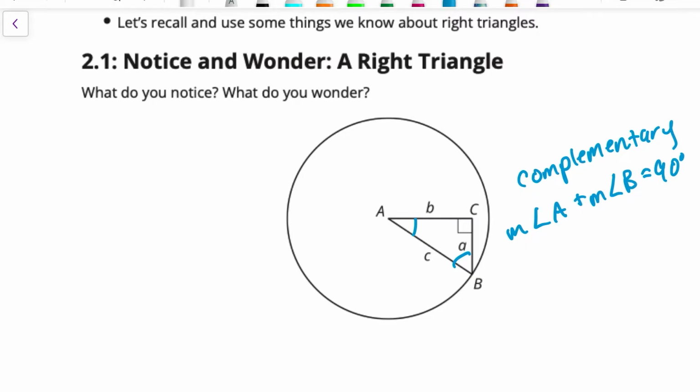I wonder if A is in the center of the circle. Can't really tell. I also wonder what are the measures of those angles A and B, and what are the measures of the sides.